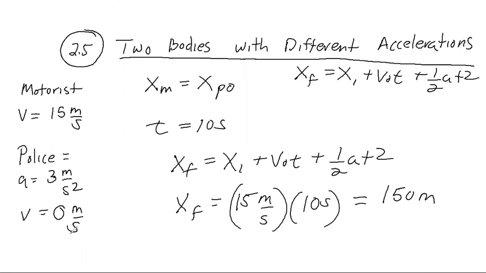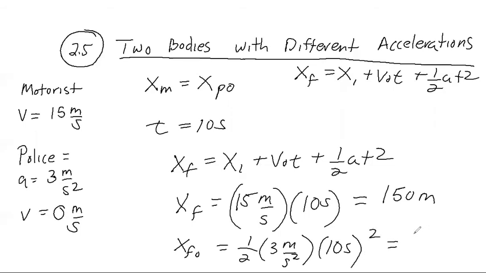It will be the same for the officer, but we can solve it that way just to prove it. X final of the officer equals, once again, the initial position is 0, and his initial velocity is 0. We have 1/2 times 3 meters per second squared times 10 seconds, quantity squared. And this will also give us 150 meters.